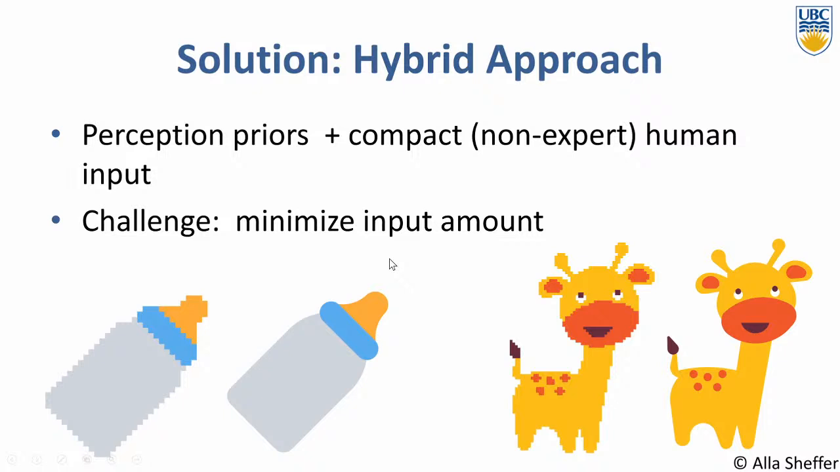So the core idea in our work, in both papers that I mentioned, is to use a combination of easy to provide and non-expert human input with perception priors. So the idea being, we want humans to provide some data, but data which they can provide quickly and which does not require expertise. Vectorizing something is an expert-heavy task. We want people to provide input which is easy. So the challenge is to minimize the human input by leveraging perception priors.